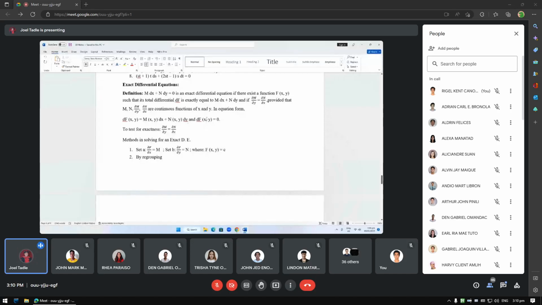and the total differential df, which is a function of x and y variable, is equal to 0. So that's the definition, no? So to test for exactness, guys, we have to follow this rule that the partial derivative of M with respect to y is equal to the partial derivative of N with respect to x. If they are not equal, it means that the given differential equation is not an exact differential equation.